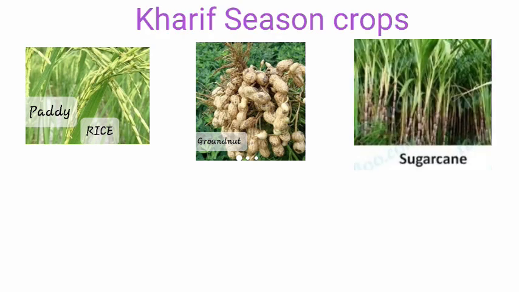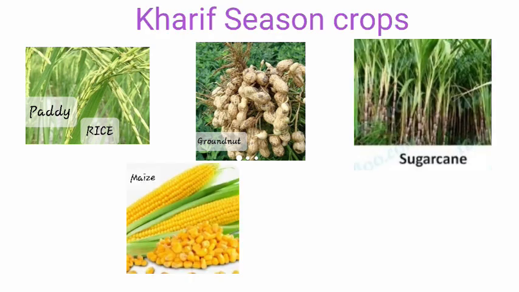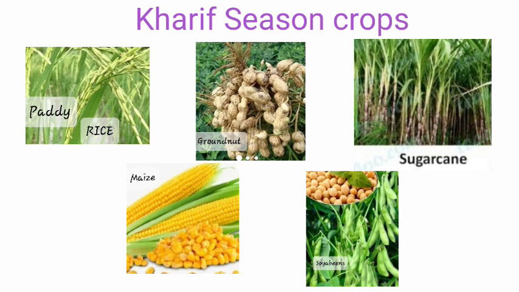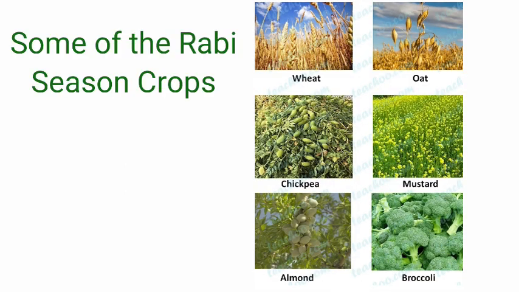Now let us see the pictures of some of the crops which are grown in Kharif season. Paddy, I mean rice, groundnut, sugarcane, maize, that is sweet corn, soya beans. These are few examples of Kharif season crops. Now let us see the pictures of some of the Rabi season crops: wheat, oat, chickpea, mustard, almond, broccoli.